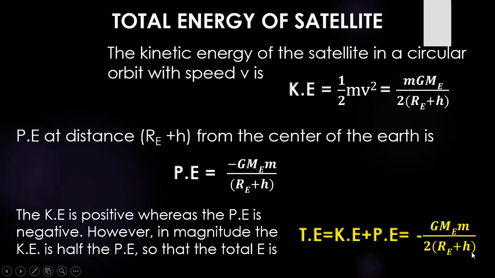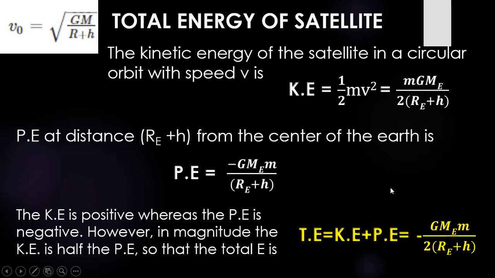Re plus h. So this is the total energy of the satellite. You have to simply remember these two formulas, kinetic energy and potential energy. Just add them. And you have to recall this formula also: v0, the orbital velocity, equals root of G M upon (r plus h).